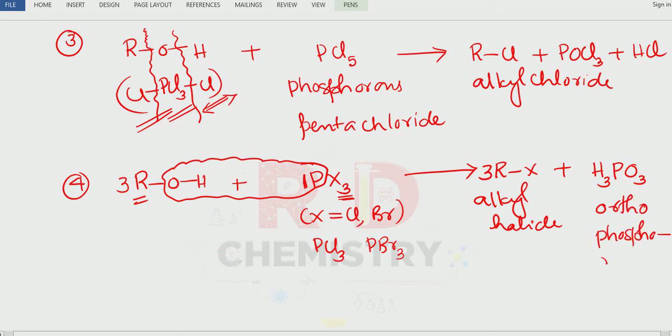Orthophosphorus acid. Clear? So we can get alkyl chloride here and alkyl bromide also, possibilities, if you make use of the PCl3 or PBr3. Correct? Clear?